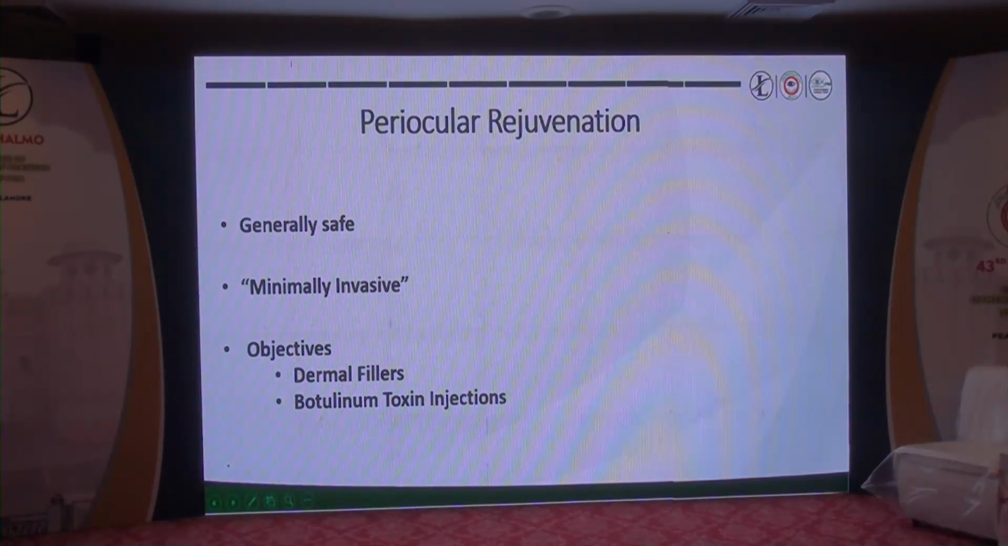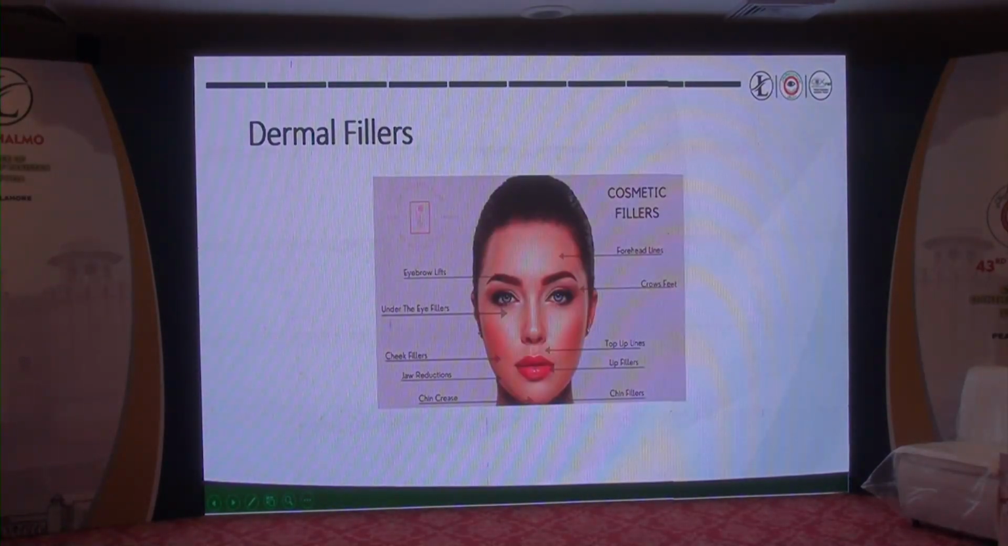Generally, these are safe. In 90% of the cases, the patients do not report any permanent complications. But there are a few which we'll be discussing today, mainly of dermal fillers and botulinum toxin injections. There are many kinds of dermal fillers, but the most commonly used in the periocular area is hyaluronic acid. It's a naturally occurring element, so the complications are usually fewer because it's not going to cause any allergic reaction. But still, I'm going to discuss a few.